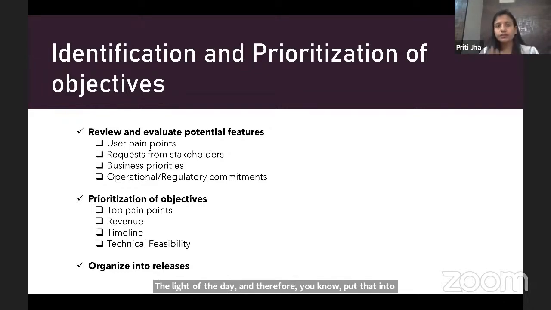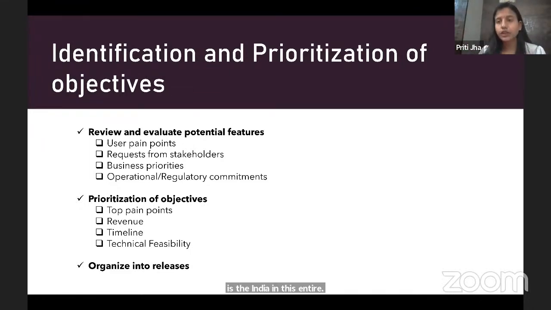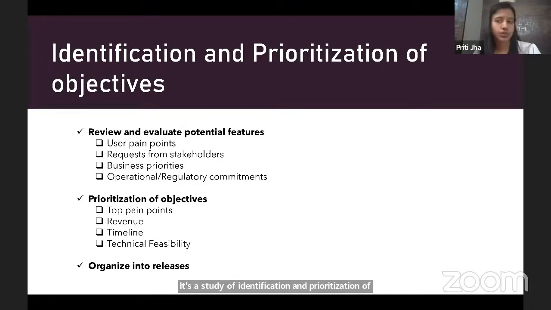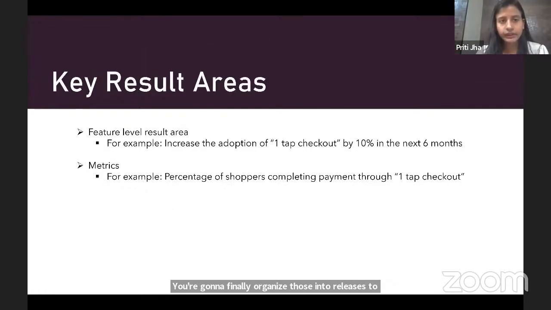And finally, what you do over here is, in this entire exercise of identification and prioritization of objectives, you're going to finally organize those into releases to have your plan complete. Having said that, moving on to the key result areas.